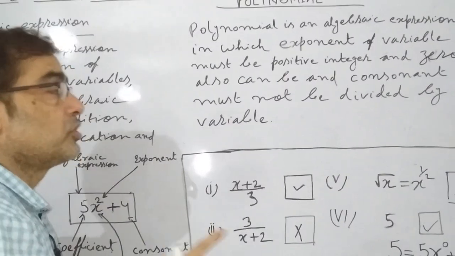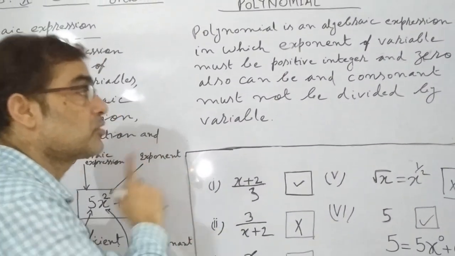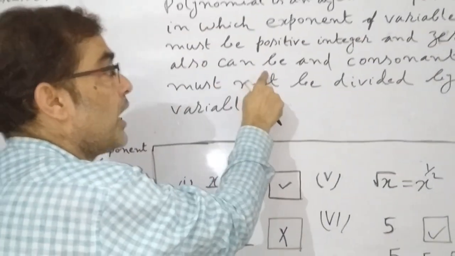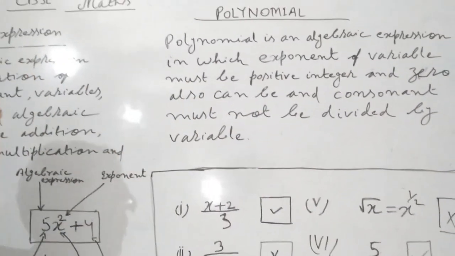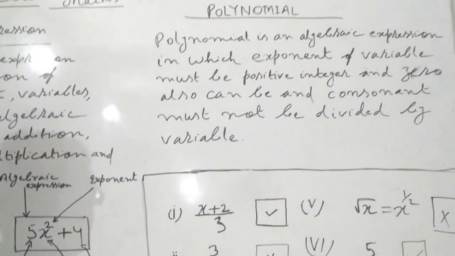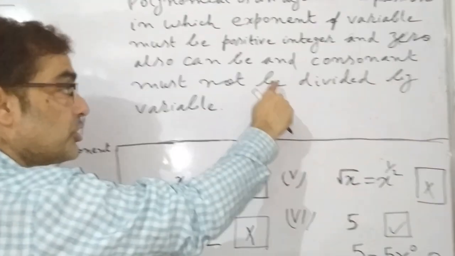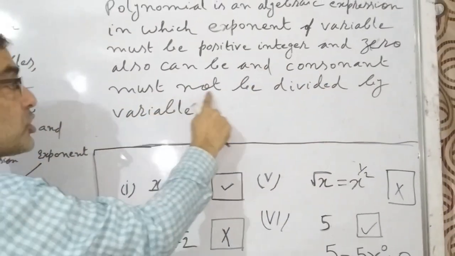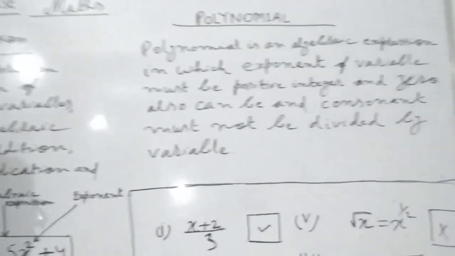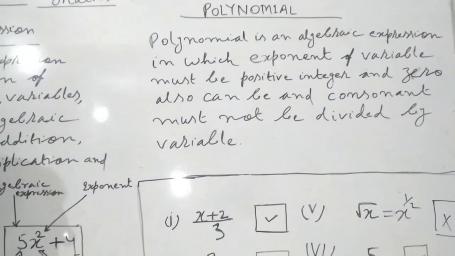There are only positive integers. Positive integers must be, and 0 also can be in the power of variable. And besides this, a constant must not be divided by a variable.